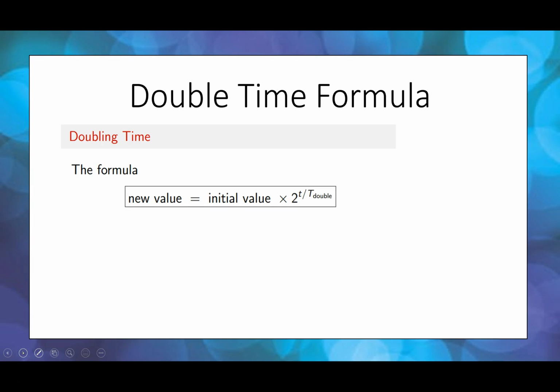Here's the double time formula. So the new value, say the number of population, will be equal to the original population times 2 to the t over t sub double. The lowercase t is the number of years, and the t sub double would be our double time. So get that down, please. And we'll use this and you'll understand it more once we do a problem.